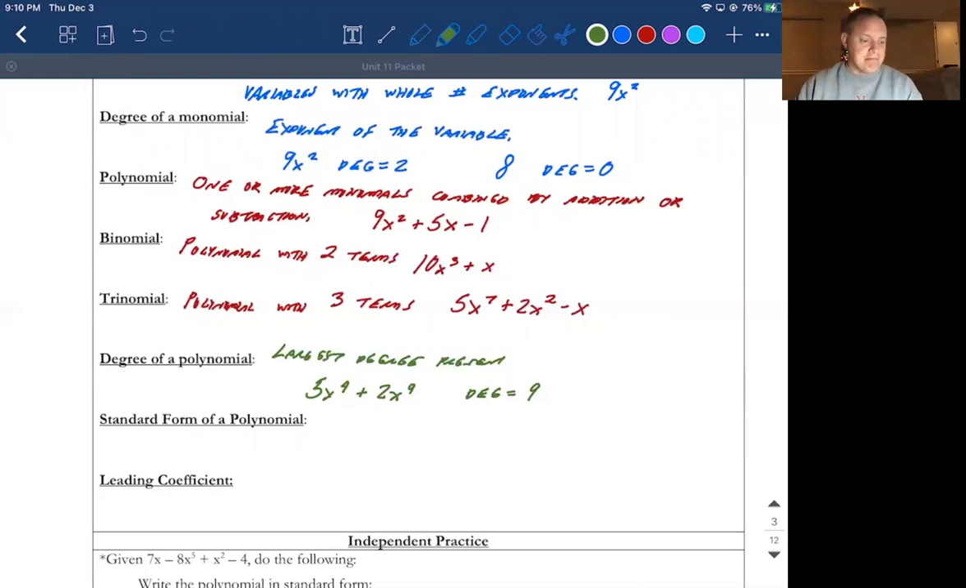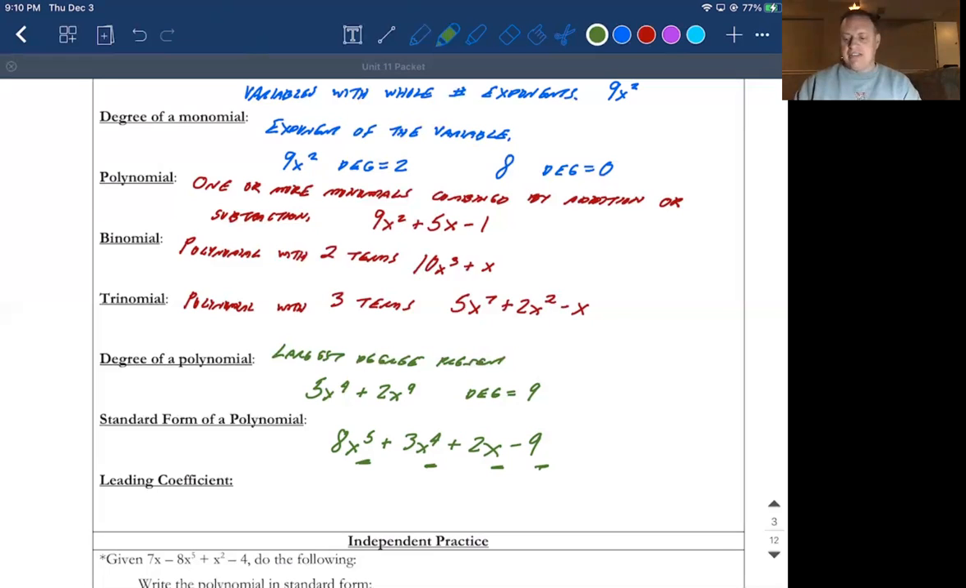So what's standard form? Well, I'm just going to show you an example of what this looks like. Standard form of a polynomial is when we take the monomials and we order them by degree of each term, largest to smallest. So it might be like 8x to the 5th plus 3x to the 4th plus 2x minus 9. Notice it's to the 5th, to the 4th, to the 1st, and to the 0 power.